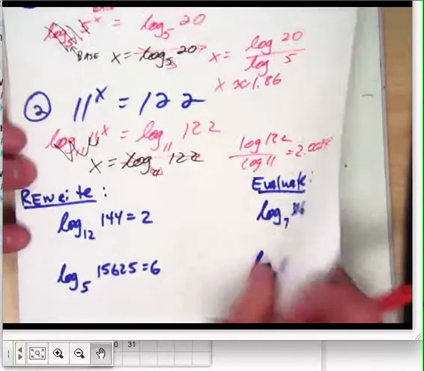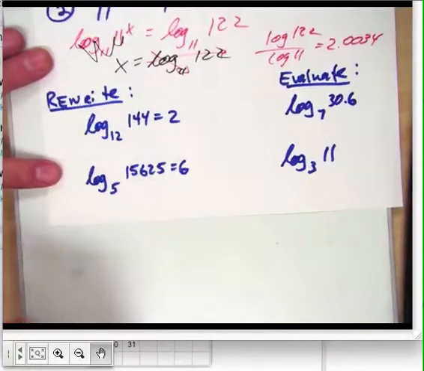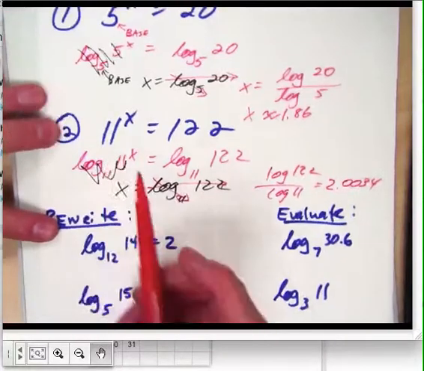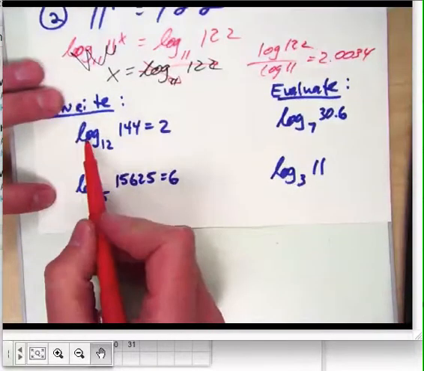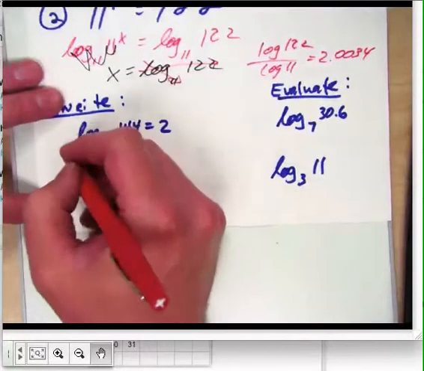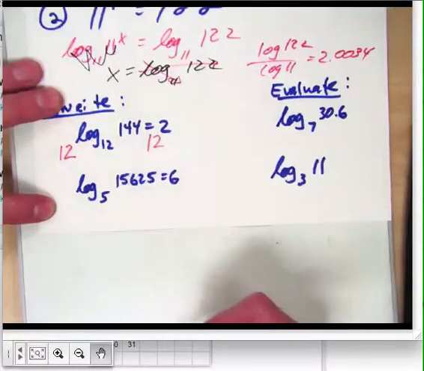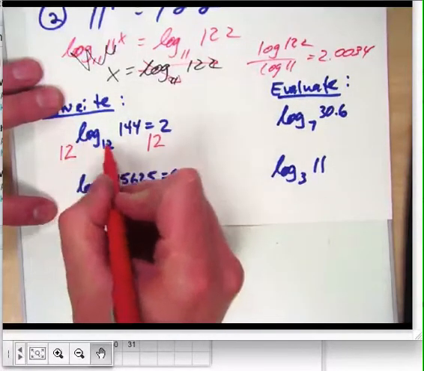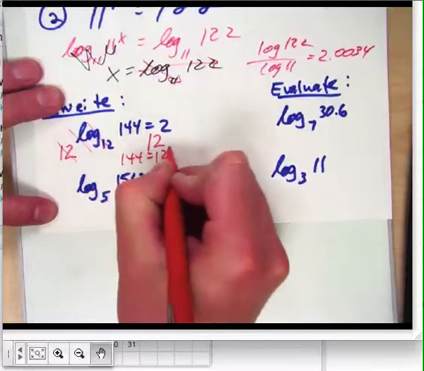Okay. The other skill that we practiced today is being able to rewrite a log into exponential form. Well, here we did the log base 11 on both sides. Well, if you start with a log base 12, to get rid of it, you need to do exponential base 12. So put a big 12 on both sides. Then you have exponential and log bases next to each other. Those cancel. And 144 equals 12 to the second power.